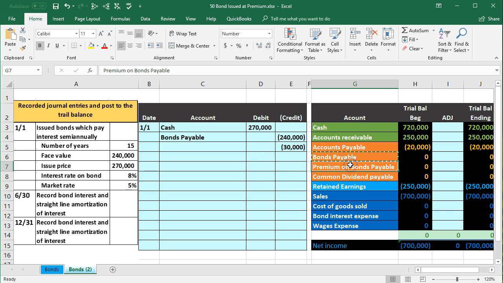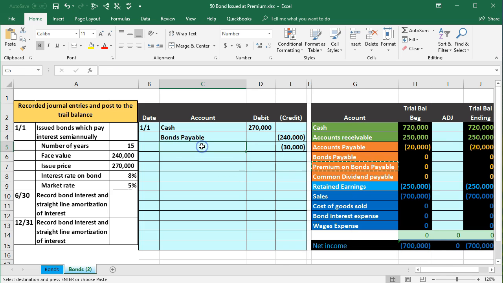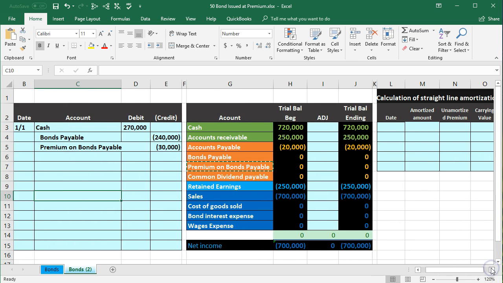So here's the premium. It's going to be in the liability section, and it's going to be linked to the bond account, as we'll see. So I'm going to right-click and copy. We'll put that in C5, right-click and paste 1, 2, 3. I'm going to indent these two by highlighting them, Home tab, Alignment, Increase Indenting. So there's our transaction. Let's post it and see what happens.